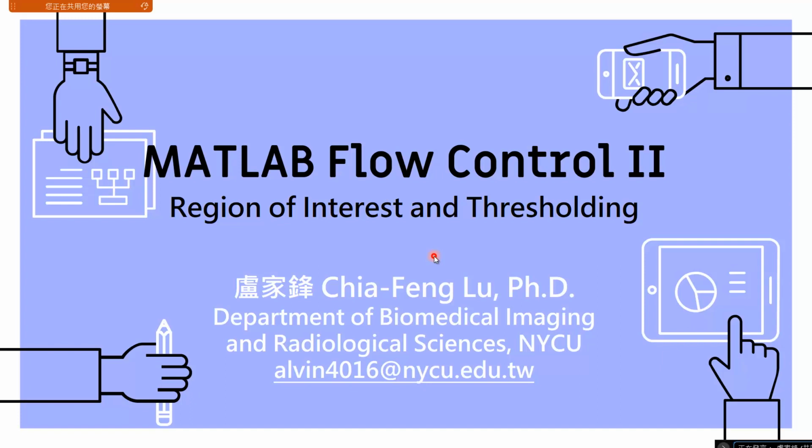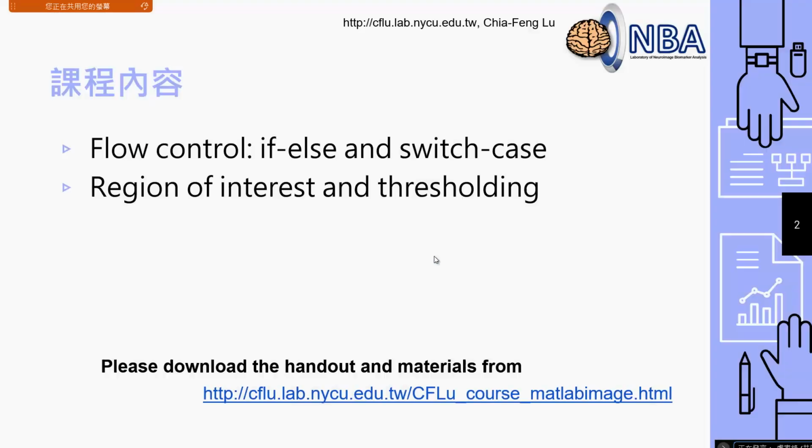And for the second part, you can see we will take region of interest and thresholding as the example. You may not understand what these two terms mean, but anyway, you can just remember this. So basically, this kind of process, region of interest and thresholding, can help us identify the specific area of the image that we'd like to perform further analysis on, okay? So this is the way that we can do this.